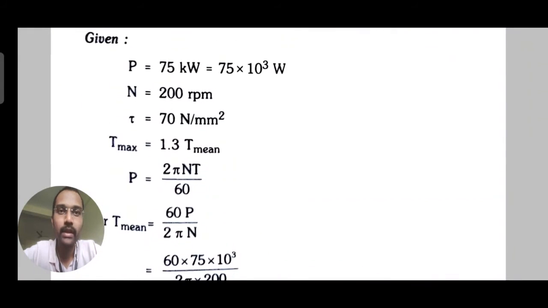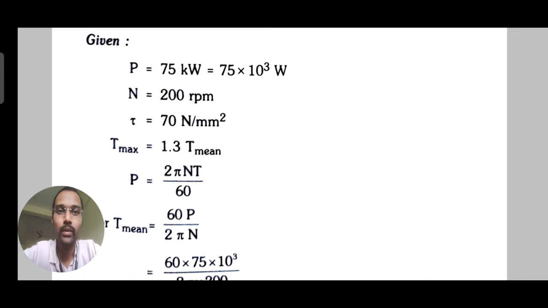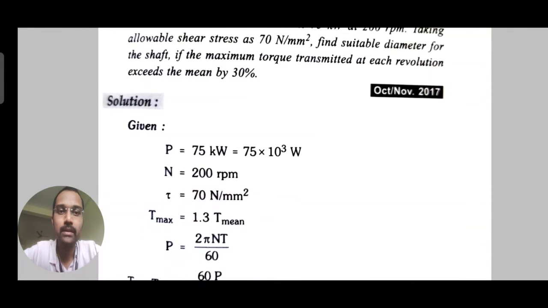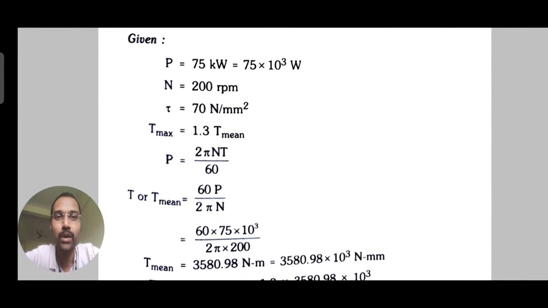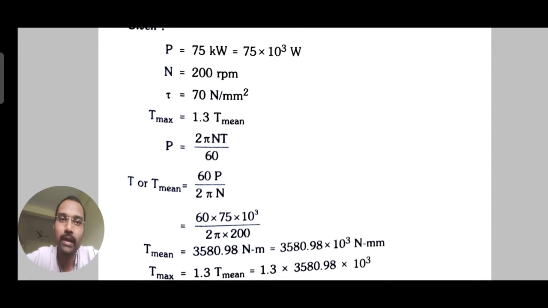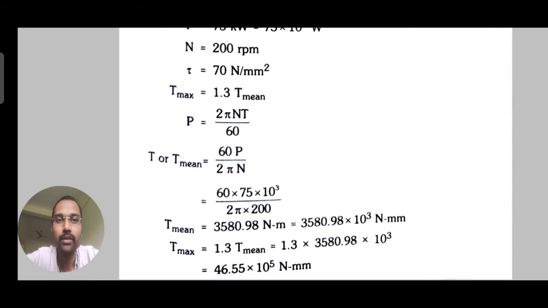Now write all the given data: power, N value, tau value. From the given statement, the maximum torque T max equals 1.3 times the mean torque. Power P equals 2 pi N T by 60. The torque we find from this power formula is the mean or average torque, not the maximum torque. After substituting, mean torque equals 60 into P by 2 pi N.